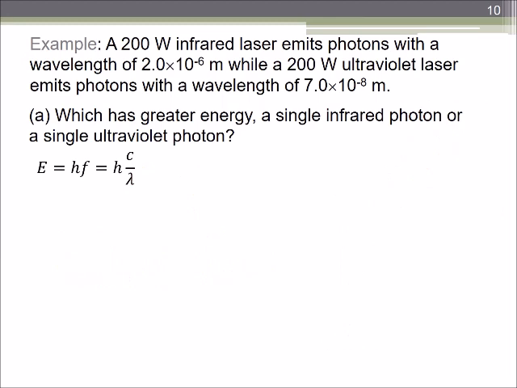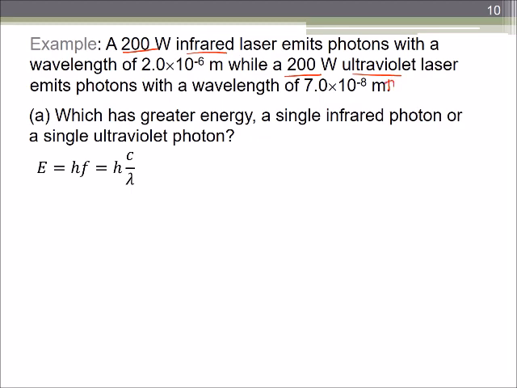In this problem, we have two 200-watt lasers, one red, infrared really, and one ultraviolet. So just below our visible spectrum and just above our visible spectrum. The first question is which photons have greater energy? We should be able to figure this out without thinking too much. The ultraviolet is going to have more energy.